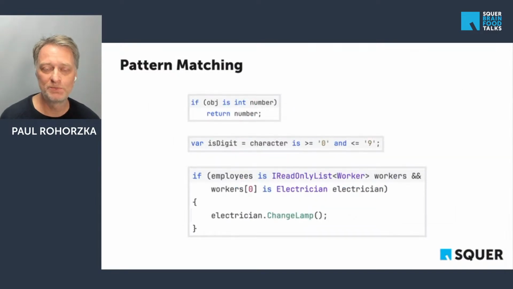So pattern matching could be as simple as this, for example, to say, okay, I have an object, and if this object is an integer, then I want to have this integer already available as a symbol called number, for example. And if I can use this number, then it is already ready-made and no questions asked. It is an integer, because the pattern matching expression made sure that this is really an integer.